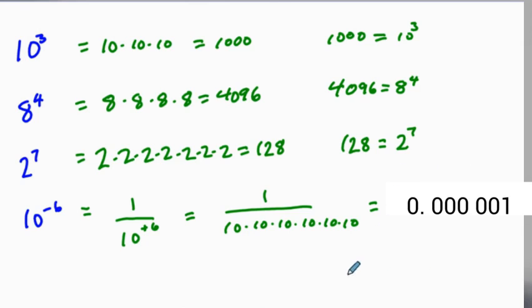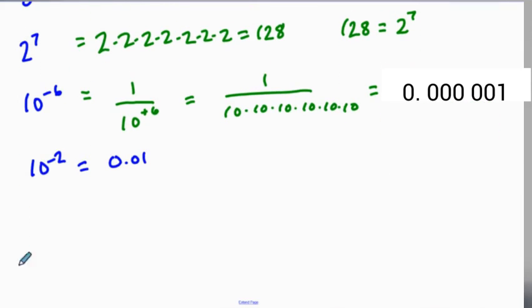So we need to be able to recognize that when we have these numbers, we can convert them from exponents into real numbers. Once again, if I had 10 to the negative 2, you should be able to look at that and say, oh, that's 0.01.